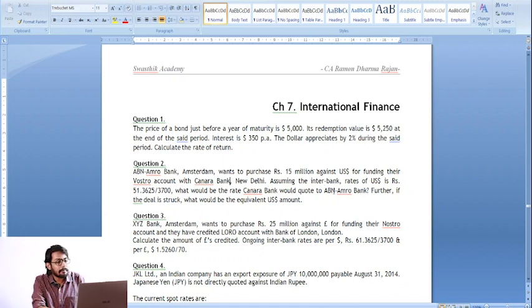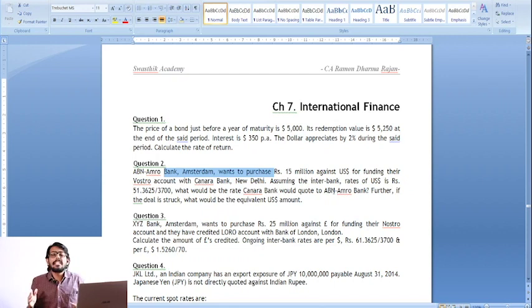Now you see, both are banks, and we have discussed bankers buying rate. Now when both are banks, how do you discuss? Pay attention. Here ABN AMRO Bank wants to purchase and he is approaching Canara Bank. Although both are banks, ABN AMRO is approaching Canara Bank. So in this question, ABN AMRO acts as a customer. And he is going to Canara Bank. Canara Bank is the bank in this case.